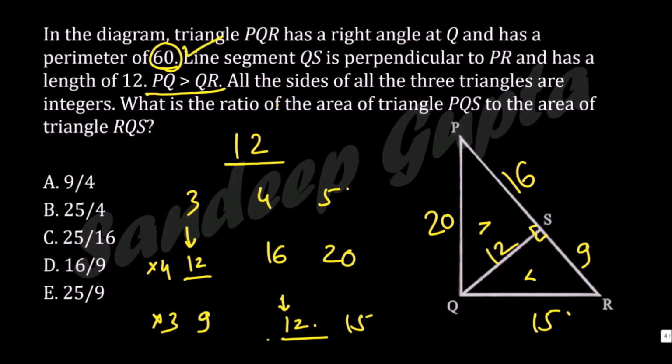So this is an absolute double check. You are also given all the sides are integers. This is also a double check. So the combinations that we have thought of are absolutely correct.